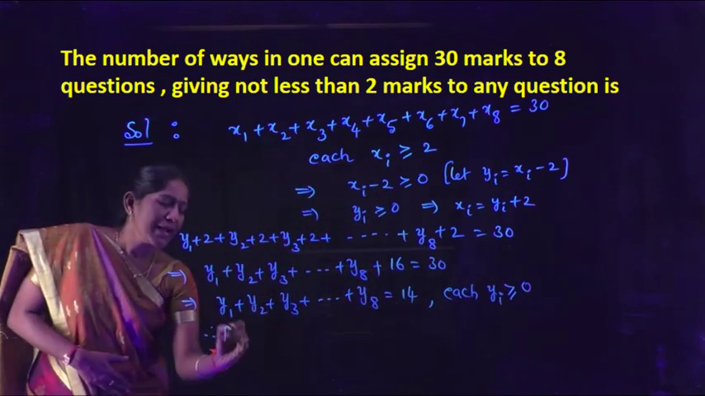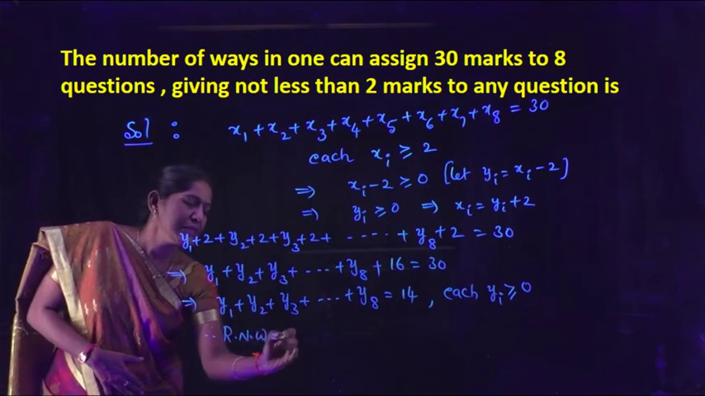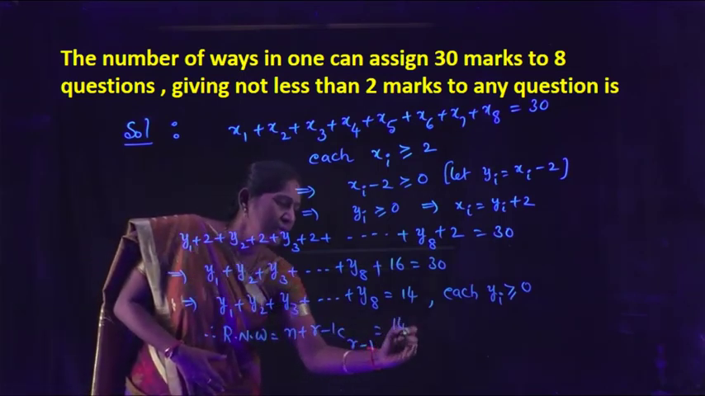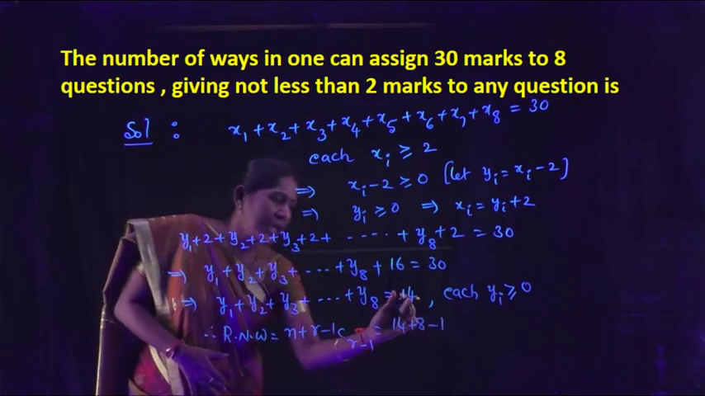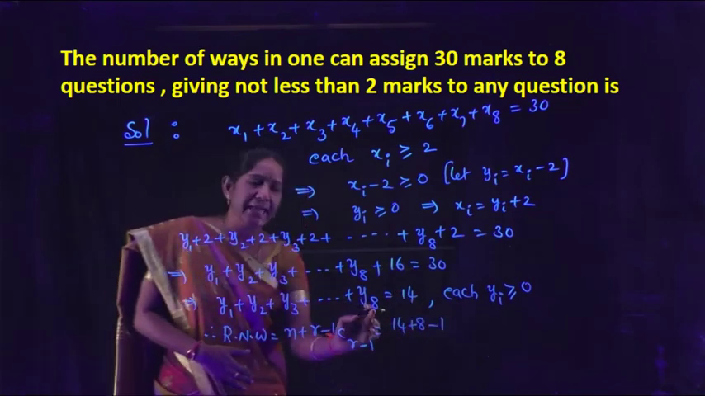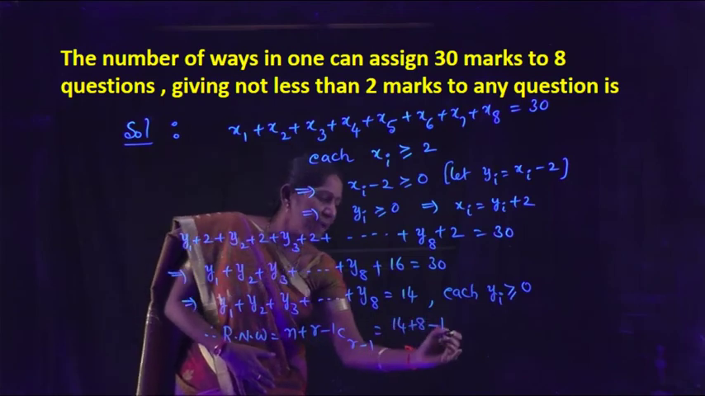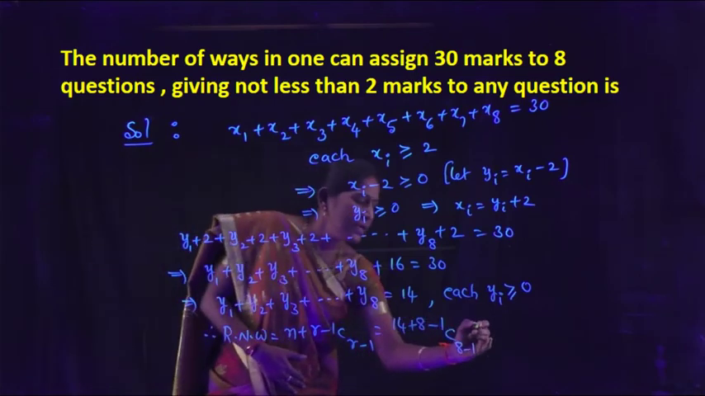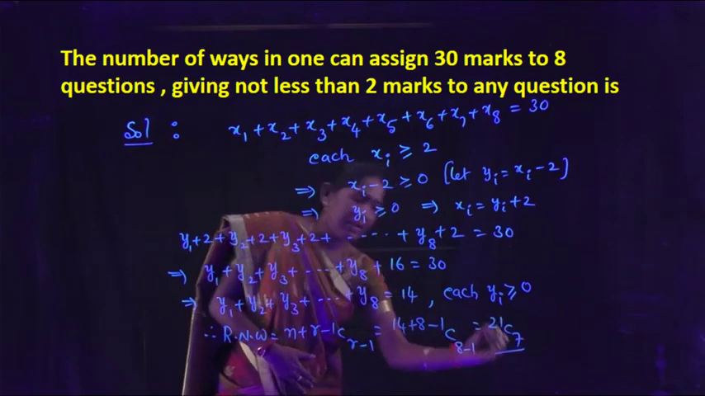Therefore, required number of ways is n plus r minus 1 C r minus 1. That is, n is 14, r is 8. So 14 plus 8 minus 1 C 8 minus 1. Then it is 21C7.